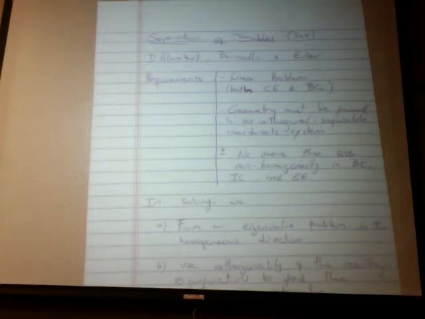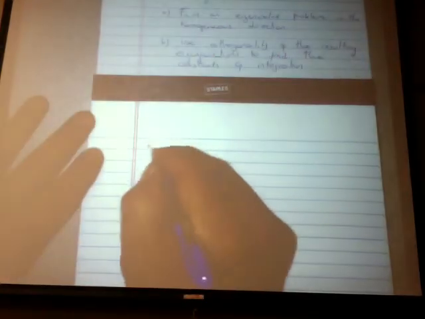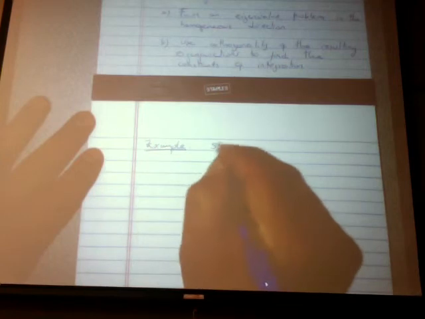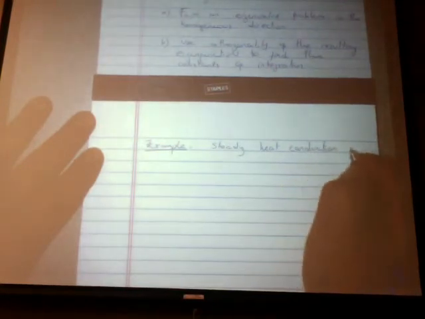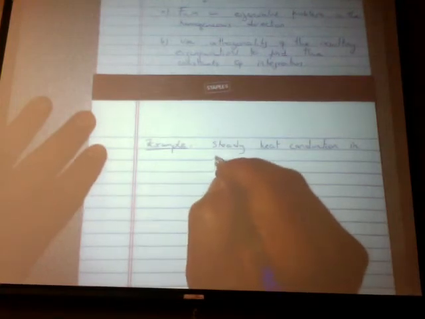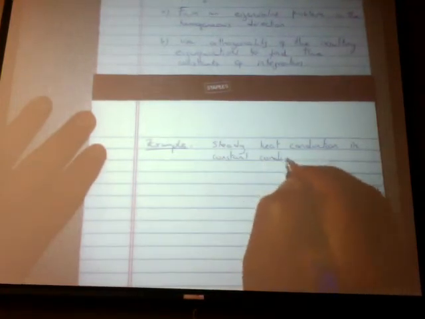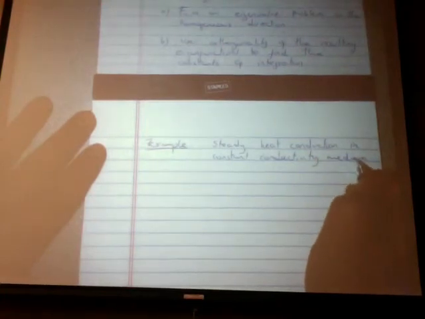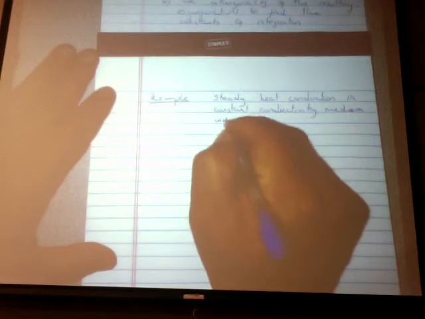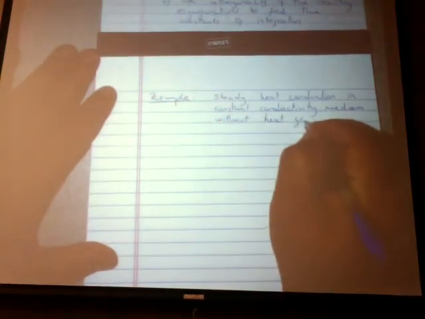So I am going to give you the basics over the next 10 minutes or so on an example. Example: steady heat conduction in a constant conductivity medium without heat generation. Okay?